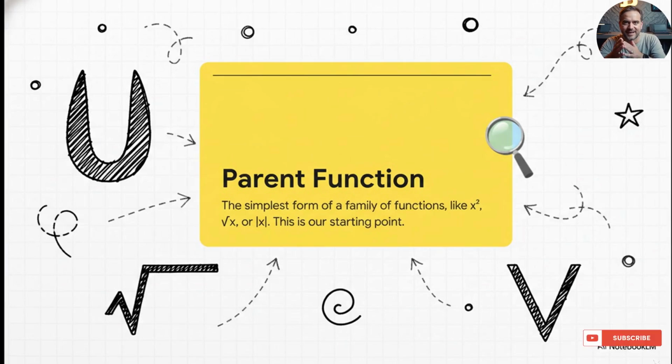It's really just the simplest, most basic version of a whole family of functions. For something like x squared, it's that classic U-shaped parabola. For the square root of x, it's that curve that sweeps off to the side. And for the problem we're looking at today, our parent function is the absolute value of x, which creates this perfect, predictable V-shape. This is our starting point.